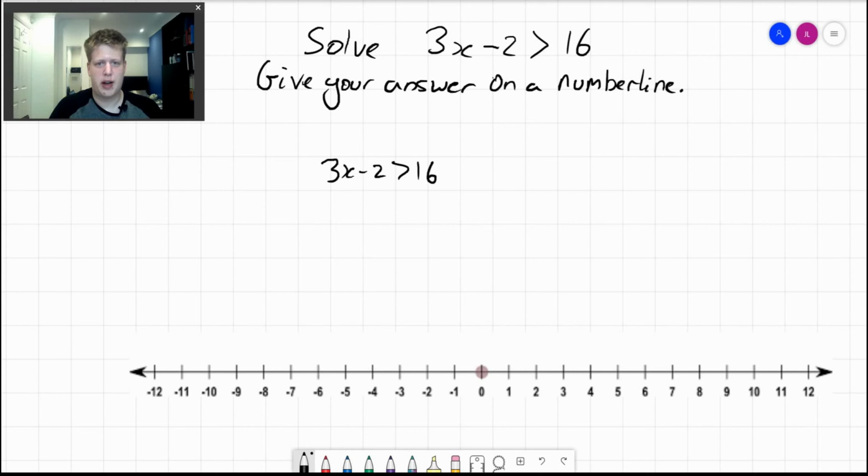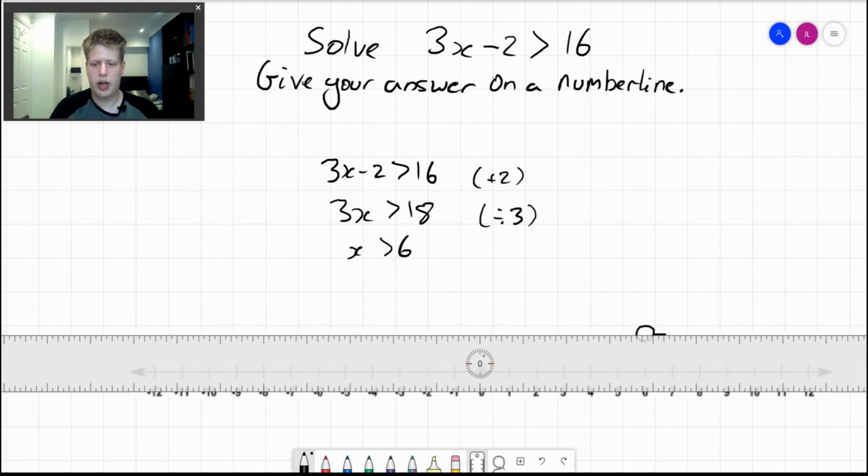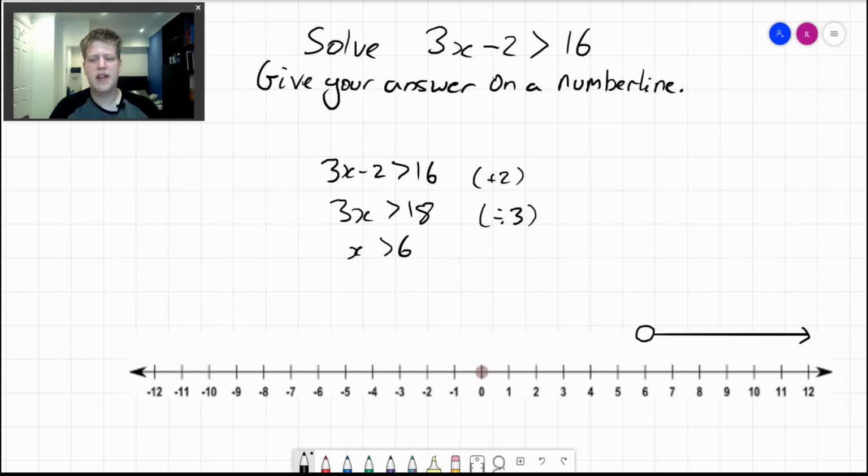Now, it's just like solving an equation. We're going to add 2 to both sides, so we get 3x is greater than 18. And then to get x on its own, we're going to divide by 3, so we know that x is greater than 6. And we know that to present this on a number line, we draw a circle, unshaded because it's not equal to, and then we draw a line like this, and an arrow to show that x can be any value greater than 6, but not equal to.